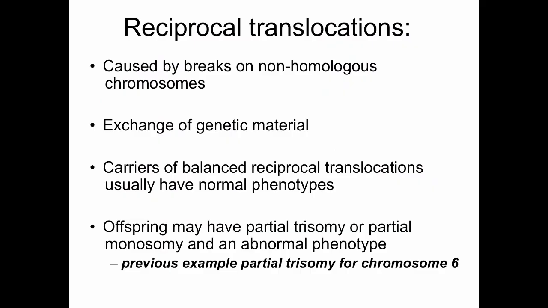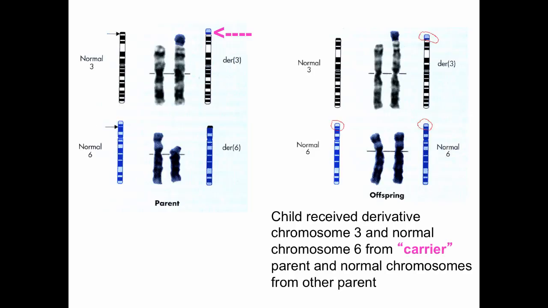Reciprocal translocations are caused by breaks on non-homologous chromosomes, so there'll be exchange of genetic material. Carriers of balanced reciprocal translocations usually have normal phenotypes, but the offspring may have a partial trisomy or a partial monosomy and an abnormal phenotype. So the previous example showed a partial trisomy for chromosome 6. So here you see the partial trisomy for chromosome 6.